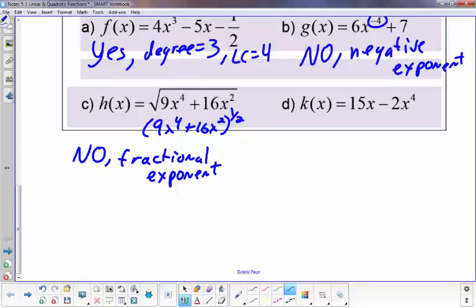And D here, k of x equals 15x minus 2x to the 4th. That is a yes. All my exponents are whole numbers. And our highest power is x to the 4th, so my degree is 4. And my leading coefficient is the number in front of x to the 4th, which is negative 2. So remember, minuses or negatives out front will also count.